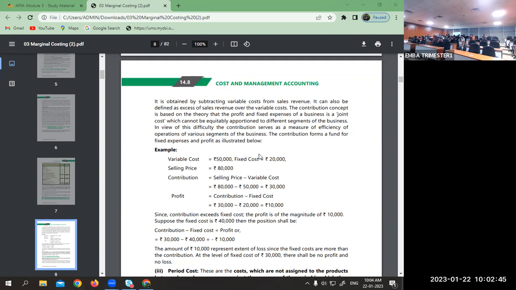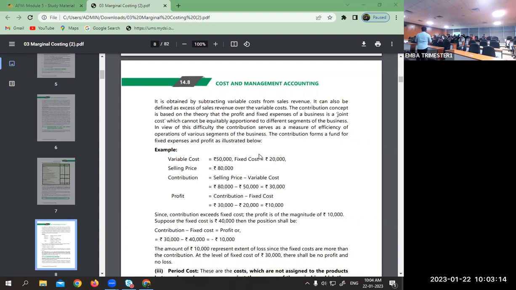Why is it called contribution? It is contributing 30,000 rupees towards meeting the fixed cost, towards the recovery of fixed cost. See, there are so many fixed costs commonly incurred by the company. The facilities are shared by many departments. All the time you cannot subtract the total cost for only one department. If you do that, it is illogical.